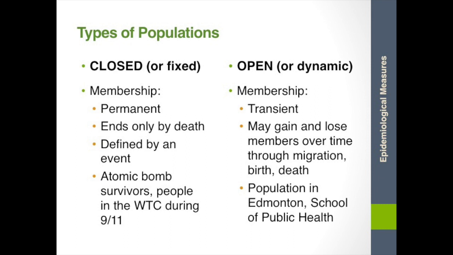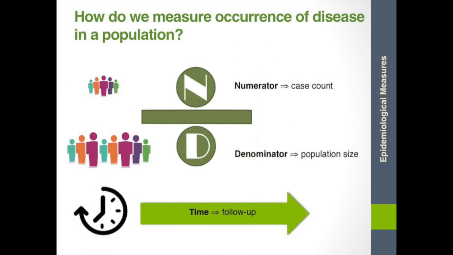Epidemiologists always want to quantify frequency of diseases in populations. Populations can be closed or open. Closed populations mean that membership in the group is permanent. For example, people who were in the World Trade Center on September 11. This population will never gain new members. Open populations, on the other hand, have non-permanent membership, and membership is defined by a situation or a state that might change. An individual will be a member of the population as long as it has the transient state, for example, living in Alberta.